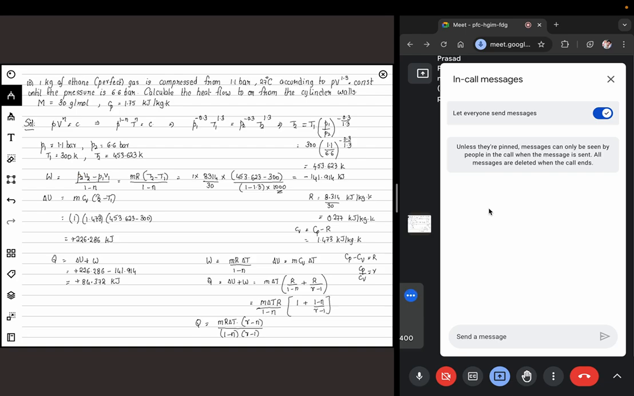You calculate W using the polytropic process, and then you know the initial and final temperature. You can directly calculate delta U and use the first law to get the value of Q. So whichever way you feel convenient. If you are good at remembering formulas, you can go with this, or you can stick to the notation the way that we have followed. Are there any questions?